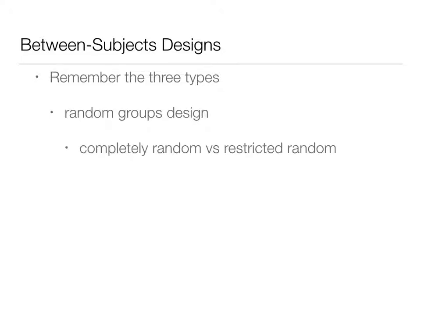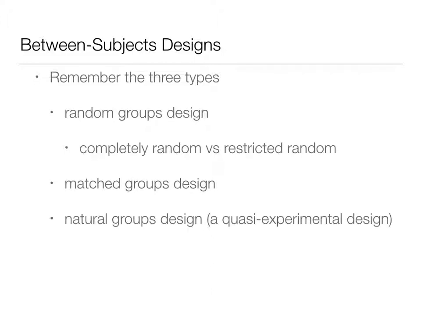So there's 3 kinds of these between subjects design. There's the random groups design, which is the one that you're most familiar with. This is where random assignment is happening. We have 2 forms of this. We have completely random versus restricted random, and we'll talk about those a little bit more. We have a matched group design, which we've already kind of talked to a little bit. And we have a natural groups design, which we haven't talked about.